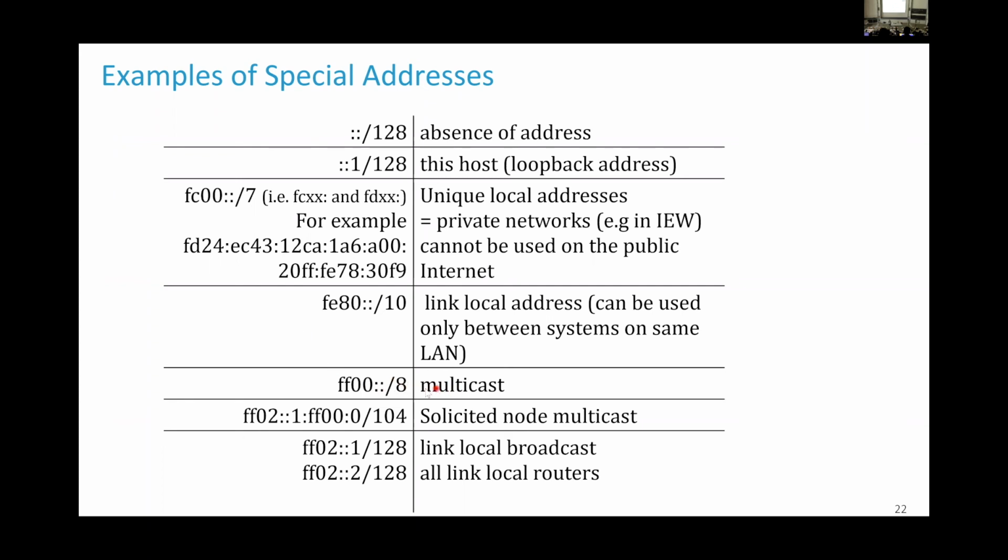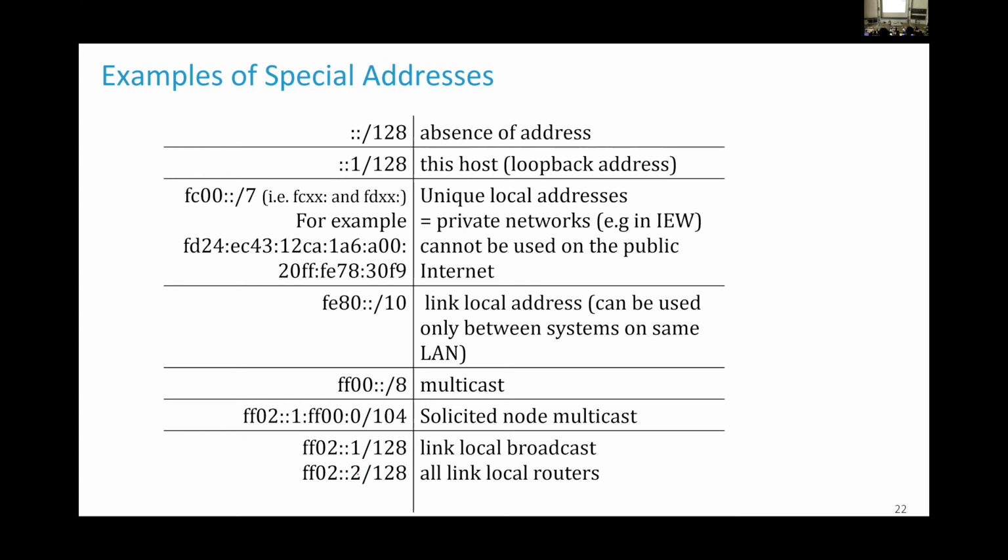Multicast is also systematically used with IPv6. All the FF00, so FF something, are multicast addresses, and we will see some examples here. For example, the link local broadcast, which in IPv4 is ones everywhere, 255.255.255.255, is this address here. It's one specific address. And you have other things like all routers. That means all the routers that are in the same local area network as you.